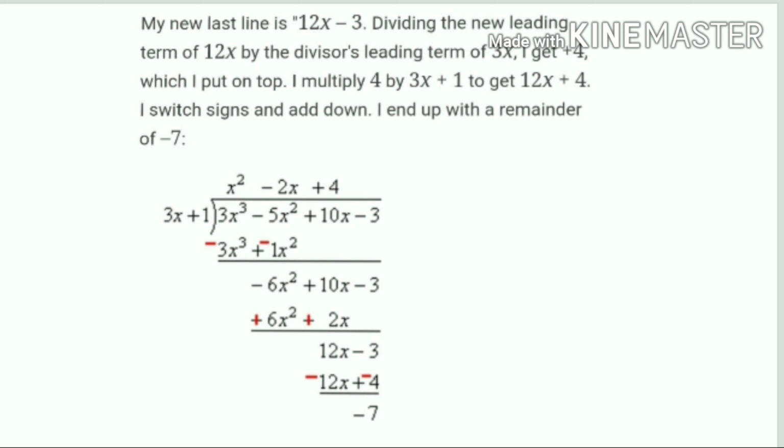Got it? After that we can see plus 10x and plus 2x. It has become 12x. Okay, and we will copy the same minus 3. Again we will multiply by 4 because the leading term is 12x, and when 12x is divided by 3x, we will get 4. Okay, so 3 times 4 is 12x and 4 times 1 is 4. Again symbols are changed, so 12x positive and 12x negative both are cancelled, and minus 3 and minus 4 are minus 7. So minus 7 is the remainder here. Okay, I hope you have got this one.